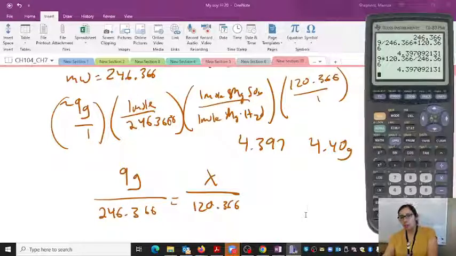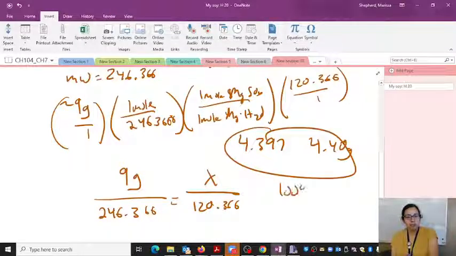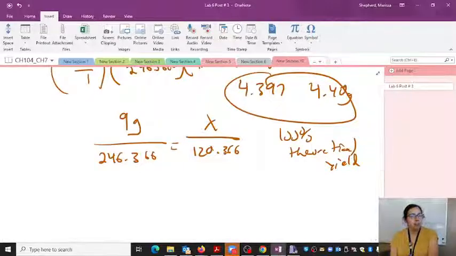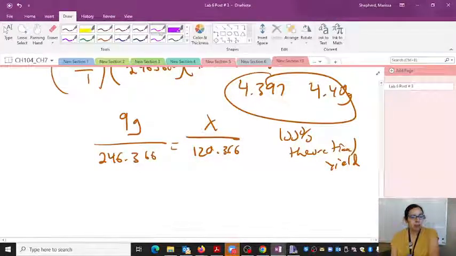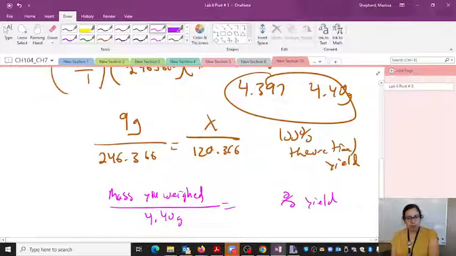Did that clarify? Whatever you get for this is your 100% theoretical yield. Then you take whatever you got on the balance and divide it by that to find your percent yield. So the mass you weighed, however much you're holding in your hand at the very end, divided by our 100% yield gives us our percent yield for that last part.